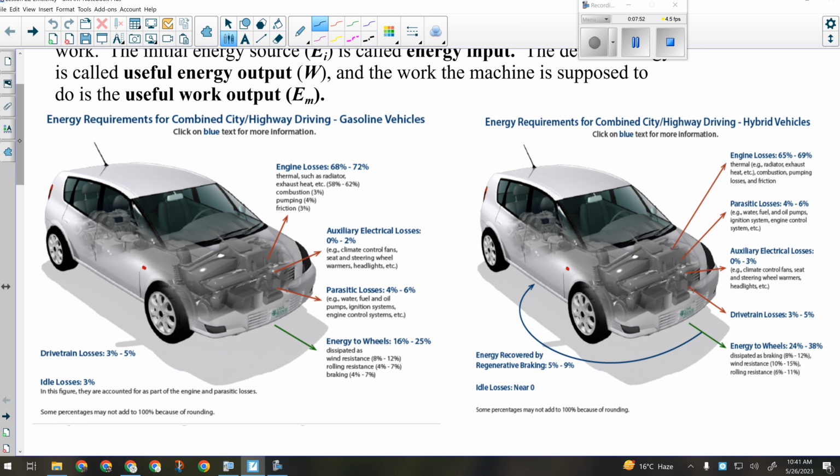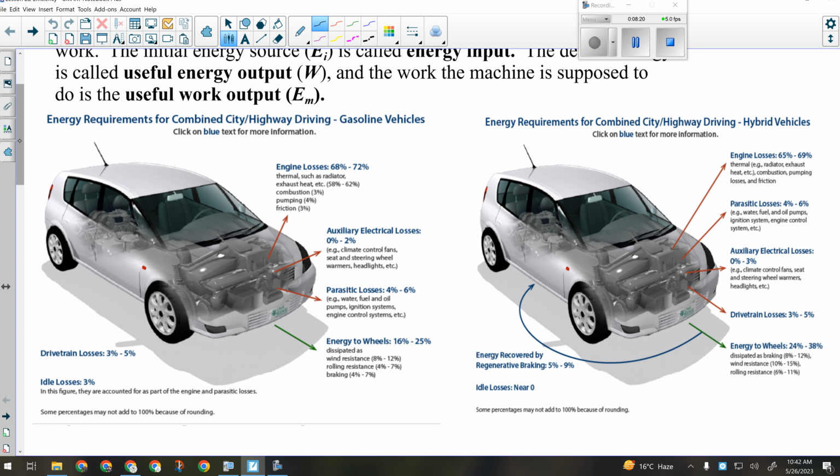Idle losses, 3%. So that would be when you're stuck in traffic. Most modern cars now have that auto shut off. So when you pull up to a light, the engine actually shuts off while you're waiting for the light. I find that incredibly annoying. I always disable it. If I'm in a rental, I disable it. But yeah, that's another one. But it limits the amount of idle losses. It saves me $3 on the $100 tank of gas. So maybe I shouldn't shut it off.